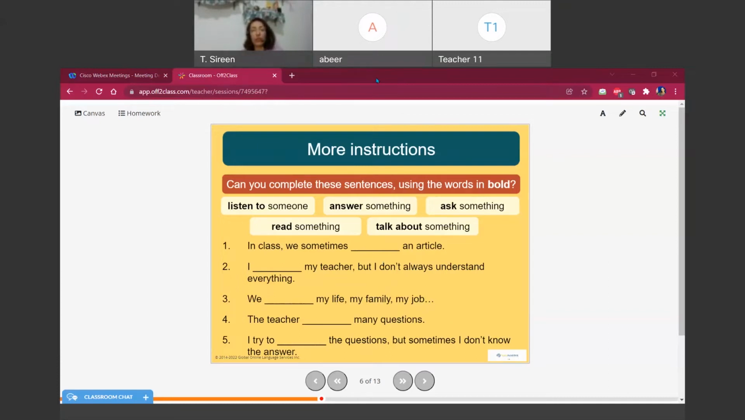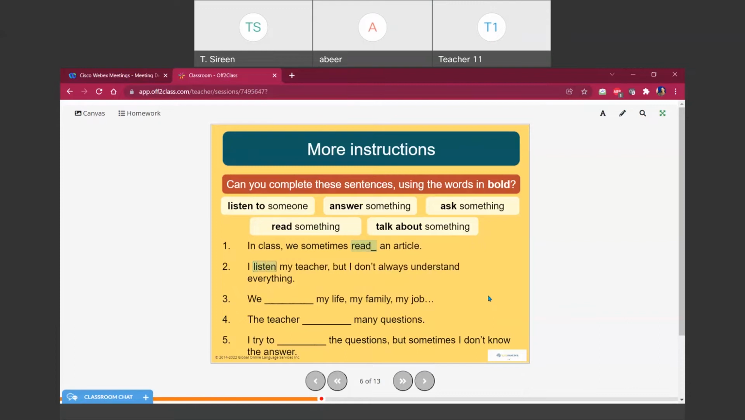Okay? Yalla Abir, can you read the first one? In class, we sometimes read something, an article. Without "something." Here it is general, but we put read. Okay. Exactly. Read an article. So you will put the verbs in bold and that's it. I'm my teacher, but I don't always understand everything. I listen to my teacher.